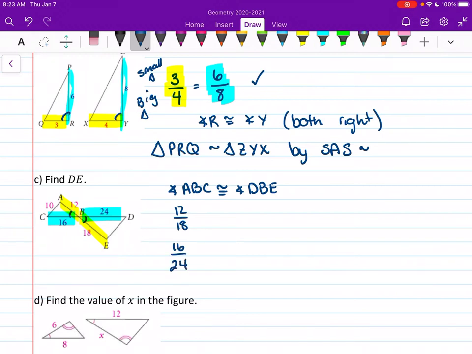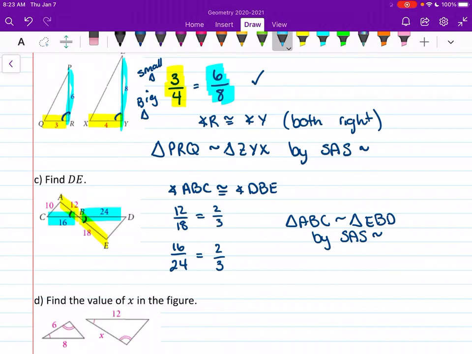Okay, so then if I reduce my top fraction by a factor of 6, I get 2/3. If I reduce my bottom fraction here by a factor of 8, I also get 2/3. So I have that triangle ABC is similar to triangle, let's see here, EBD. Okay, and that is by the side angle side similarity again. All right, so now my goal is to find DE.